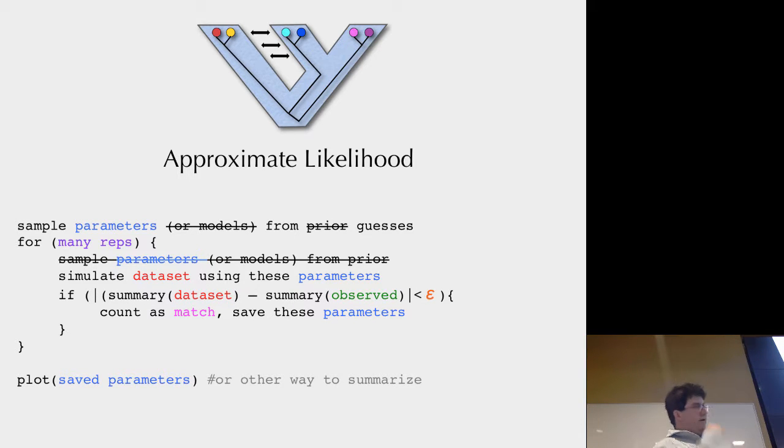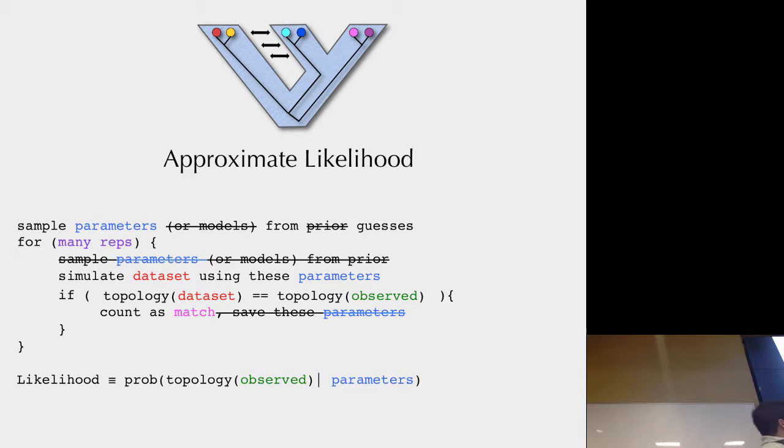And rather than using a summary stat, asking whether it is within some distance, we look for an exact match. Does my topology match exactly? So I simulate a gene tree. Does it match my observed gene tree exactly? We'll talk more about that in a minute. You should be getting worried about that. You should be scared. But once you're done, you should feel a little less scared. Then we count it as a match, and we don't care about the parameters. We're actually using this to calculate likelihood. Likelihood is the probability of the observed topology given the parameters, which we approximate by the number of matches over the number of simulations.